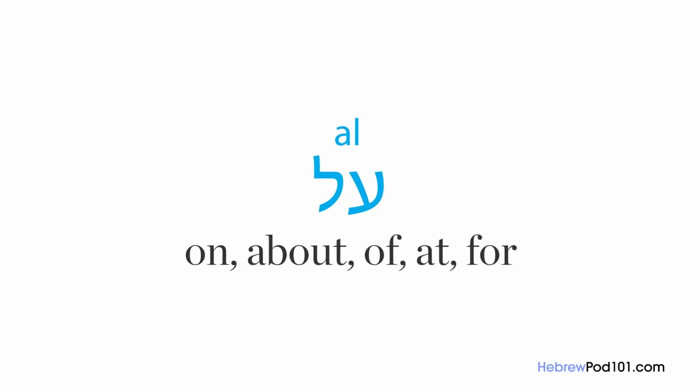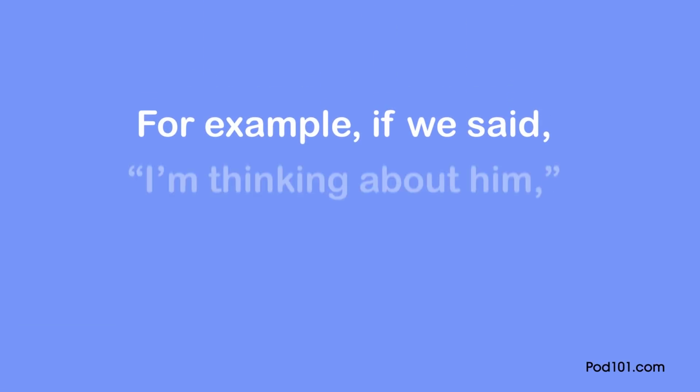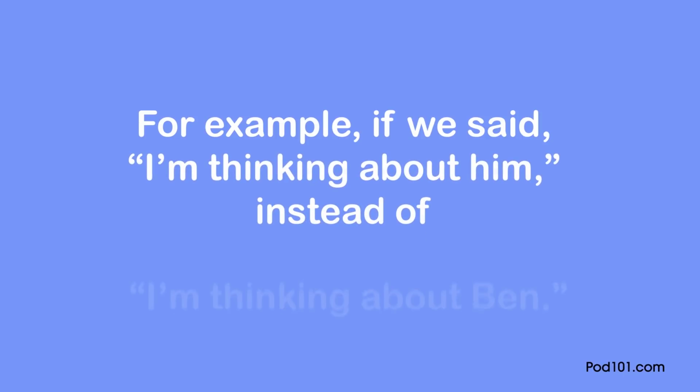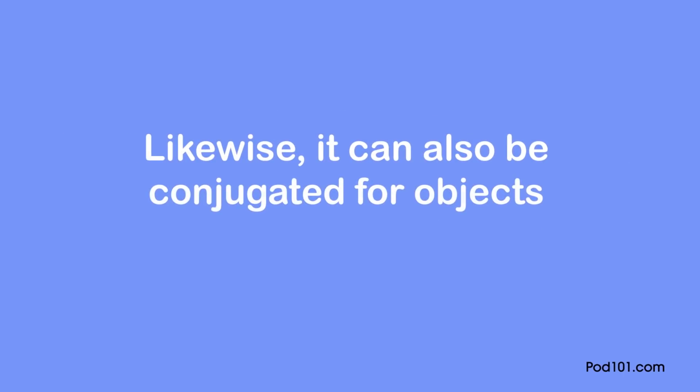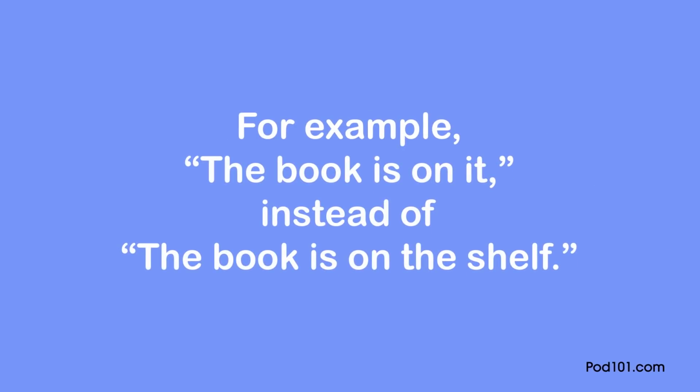The word al can also be conjugated in a few ways, depending on the subject it's referring to. These conjugations are created by combining the preposition al with a pronoun such as I or you. These conjugations are needed in case the word al is referring to a person not being mentioned by name. For example, if we said, I'm thinking about him, instead of, I'm thinking about Ben. Likewise, it can also be conjugated for objects without explicitly stating them. For example, the book is on it, instead of the book is on the shelf.